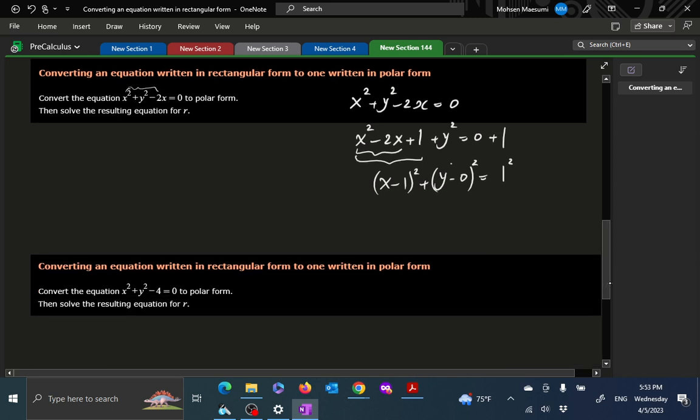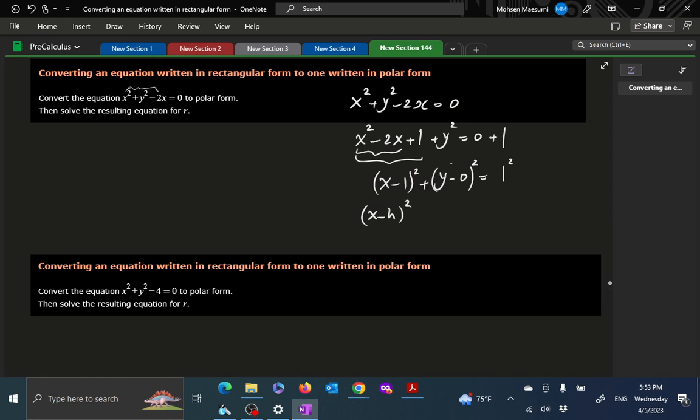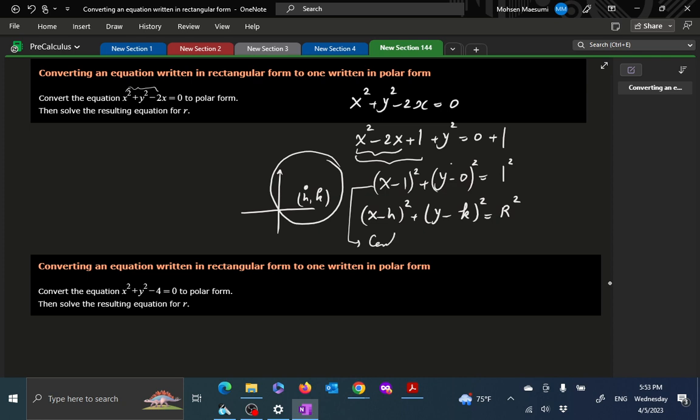What's the meaning of all of this? If you remember from your pre-cal 1, x minus h squared plus y minus k squared is equal to r squared was the equation of a circle, where h and k were coordinates of the center, and r was the radius. So what this equation says is the center is 1 and 0, and the radius is equal to 1. So that's what this shape is.